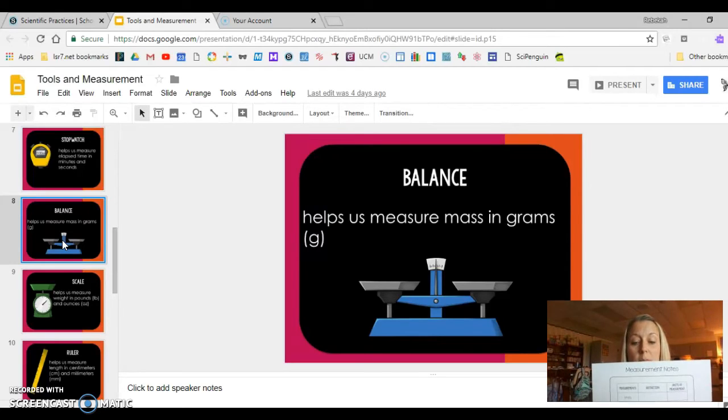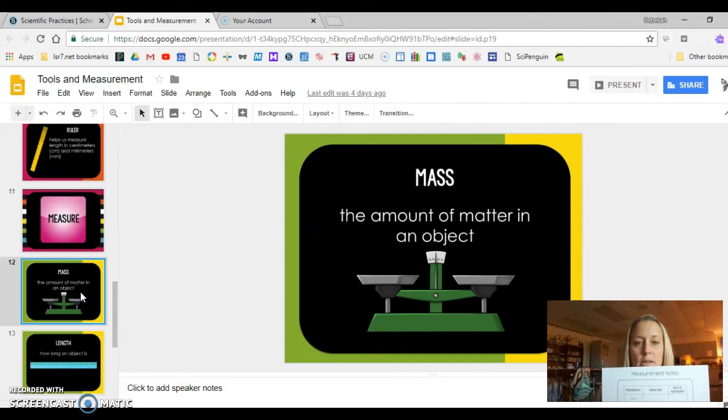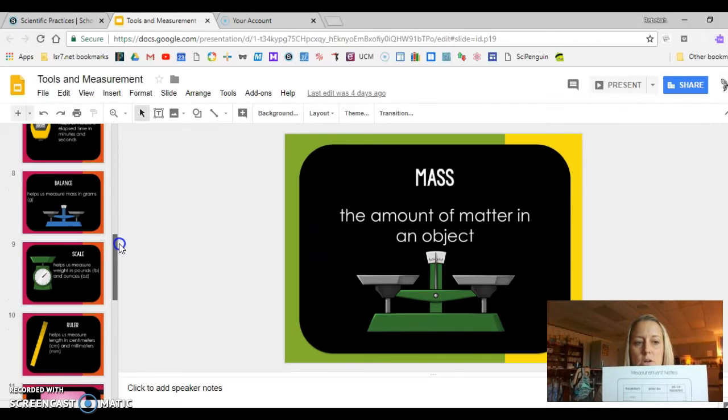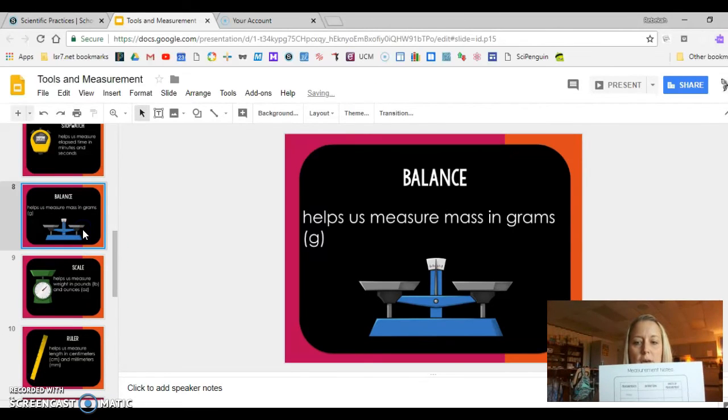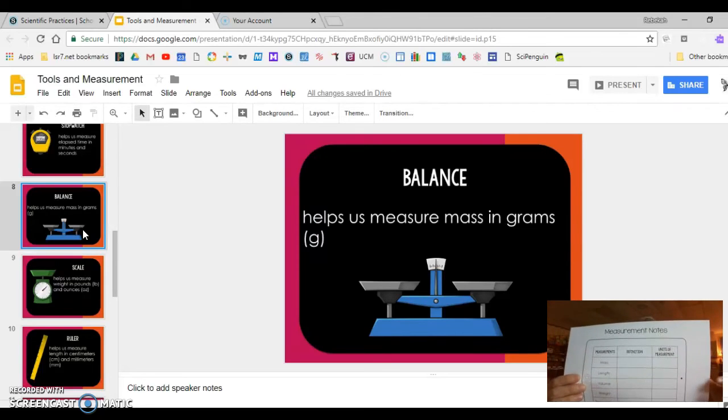Okay, so I'll say that one more time. For measurement notes, the definition is down under the measure slide, and the units of measure is on the tool slide. Okay? All right, so I've completed all of my tools notes. I've completed my measurement notes.